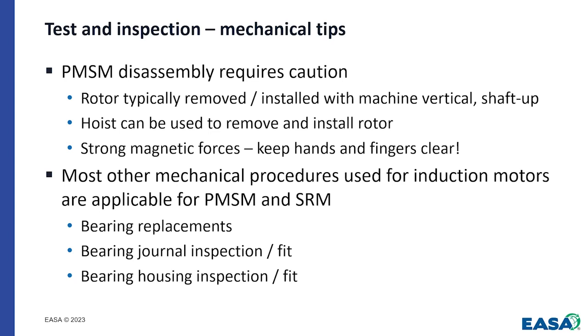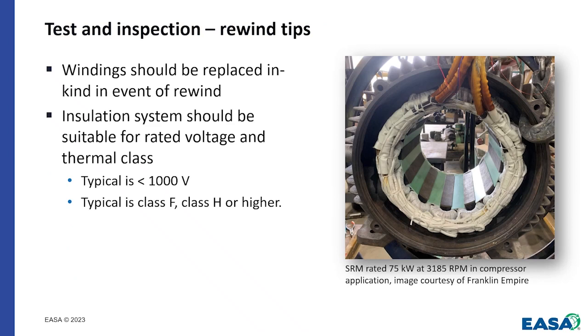If we rewind one of these machines, we need to rewind it in kind, meaning as we found it. We have to be concerned about the insulation class that's indicated on the nameplate. The advantage of this type of machine is you can work at fairly high torque levels at low speeds. So they can get pretty toasty. You certainly don't want to put a Class F winding back in a Class H nameplated machine. We want to pay attention to our rated terminal voltage, make sure the insulation system you're using is rated for that voltage class.